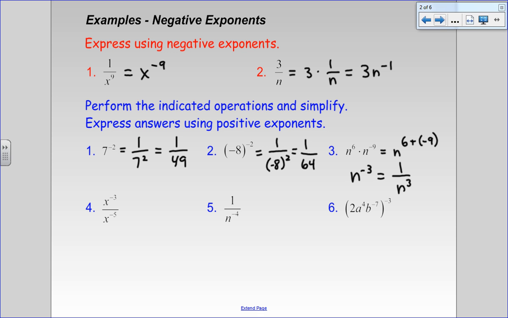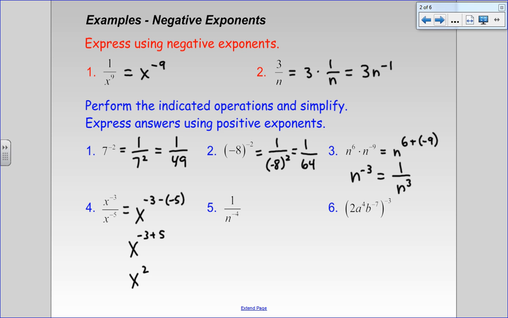In problem 4, since we're dividing powers of the same base, we subtract the exponents. In this case, we have x to the negative 3 minus negative 5 power, or x to the negative 3 plus 5, or more simply, x squared.